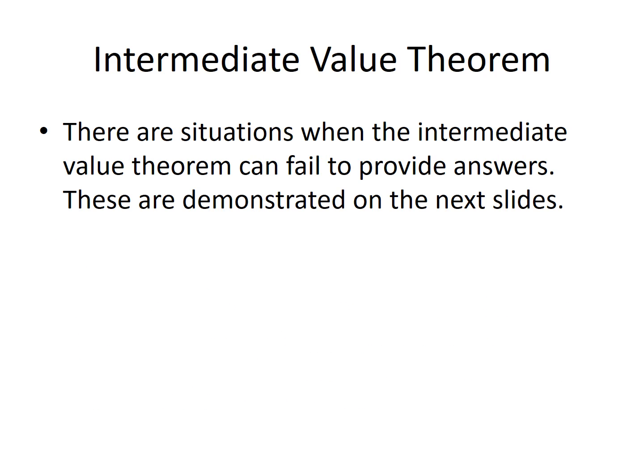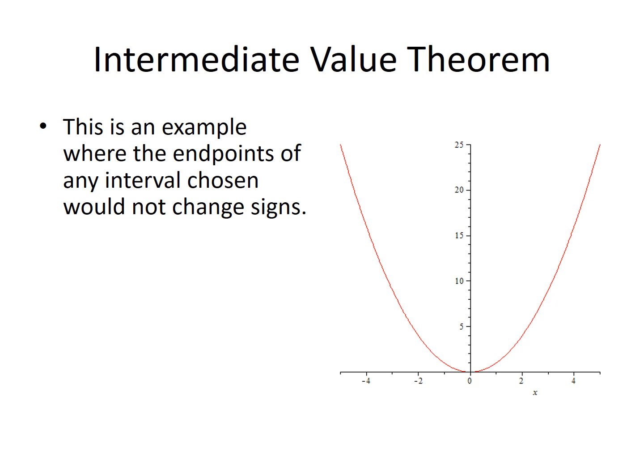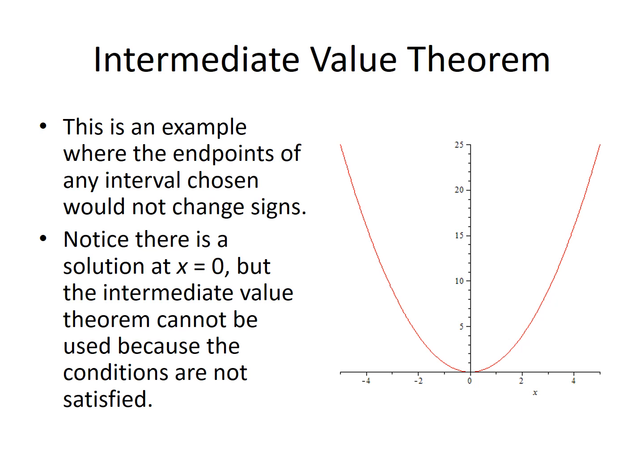There are situations when the intermediate value theorem can fail to provide answers, and these are demonstrated on the next slides. If we look to the graph on the right, this is an example where the endpoints of any interval chosen would not change signs. So here we can see that our graph virtually bounces right off the x-axis. But if I try to choose endpoints for an interval, the function evaluation just doesn't change sign. So notice there is a solution at x equals 0.